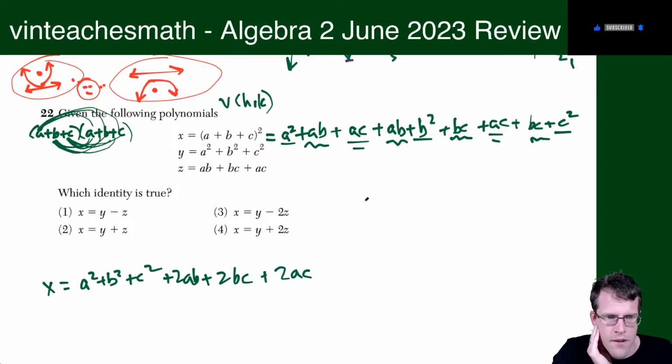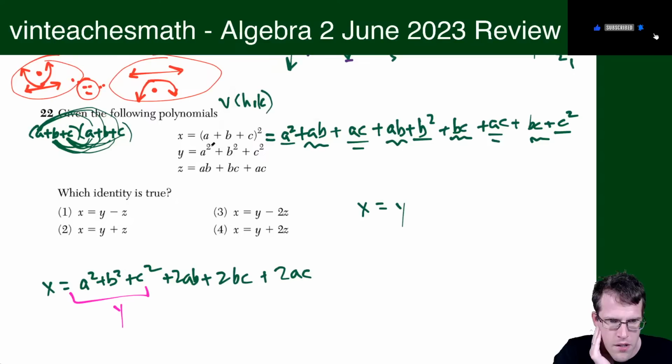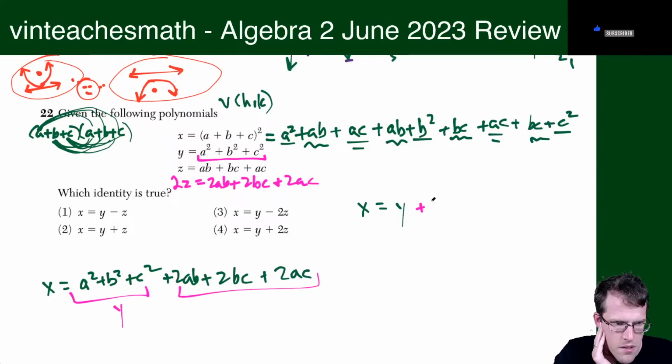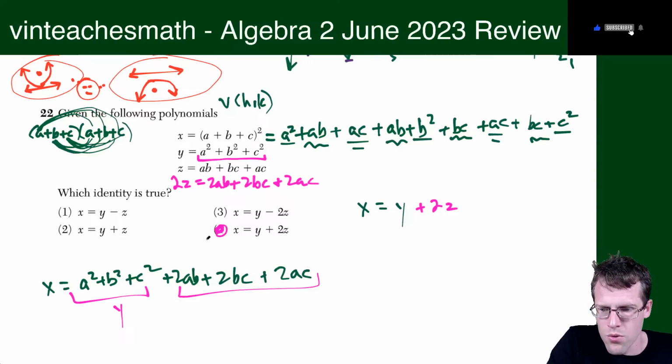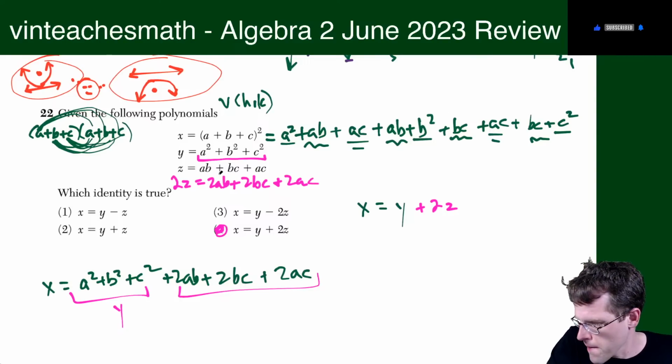Well, think about it. I could say x equals y, that covers this stuff. See, y is this part here, covers this. But then if I did 2 times z, that would give me 2ab plus 2bc plus 2ac. So this part here is 2z. So y plus 2z, choice 4. Cool. All right.